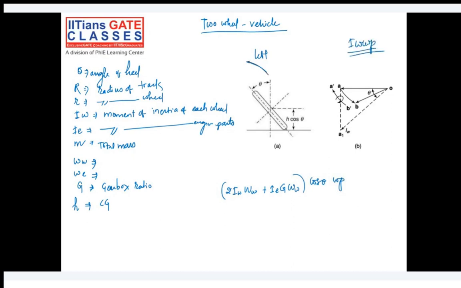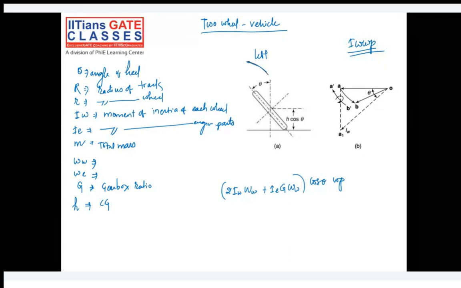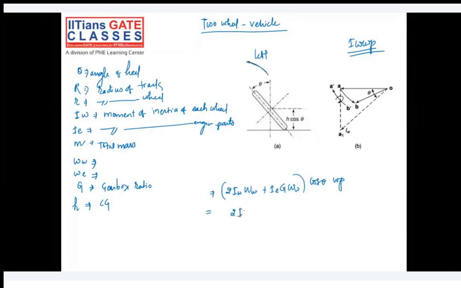Okay, now let's take some terms common here. 2 times I omega plus I e omega, sorry, 2 times Iw plus Ie, and G is also there, so I should write G as well. Omega w I'm taking out, which is v by r. Omega p is v by capital R, so it is v square by r into r cos of theta. Okay, this is your gyroscopic couple.